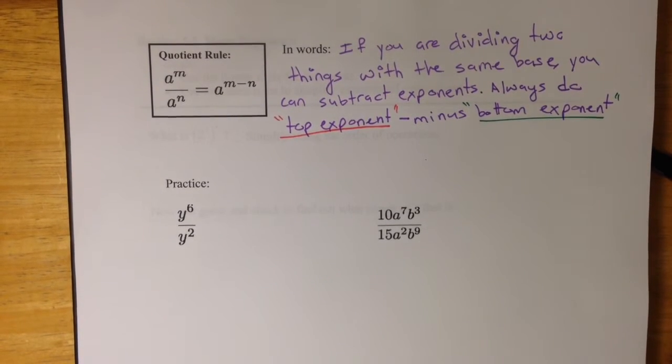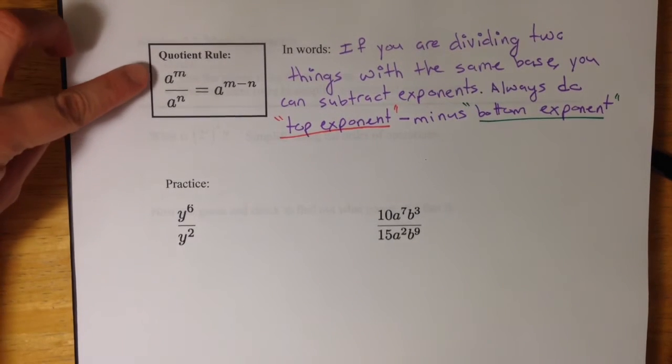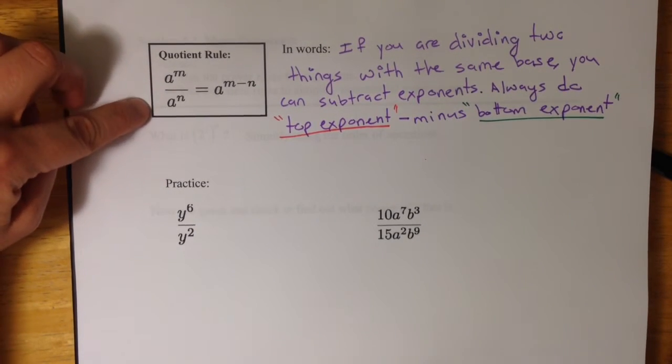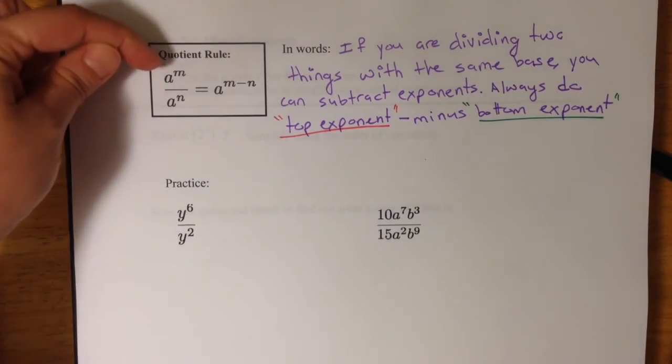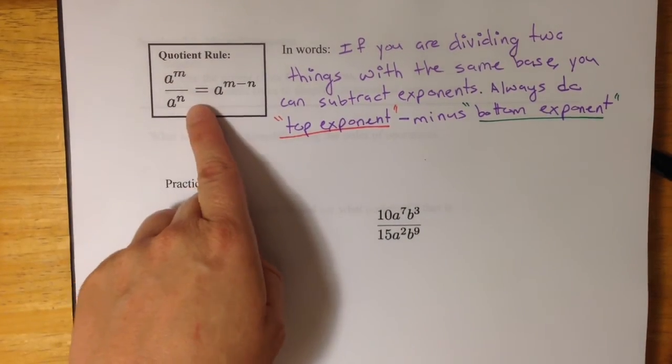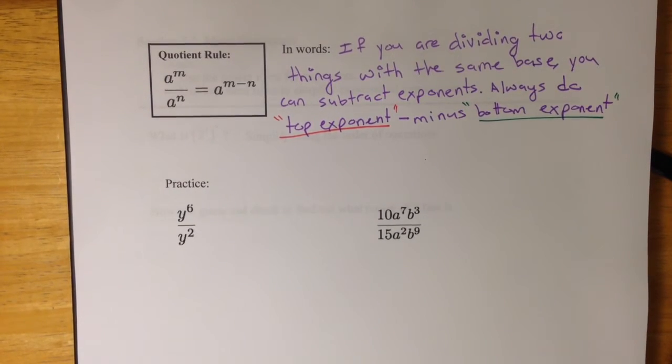There are a couple of things that are important to remember here. First of all, the two things need to have the same base. Otherwise, we don't combine them. And the other important part is that you always want to do the top exponent minus the bottom exponent. The order matters here since we're doing subtraction.